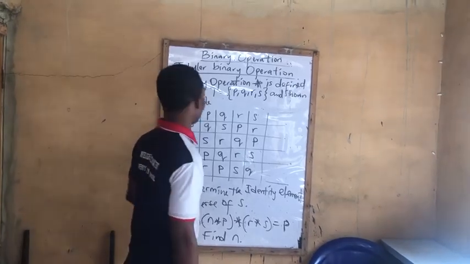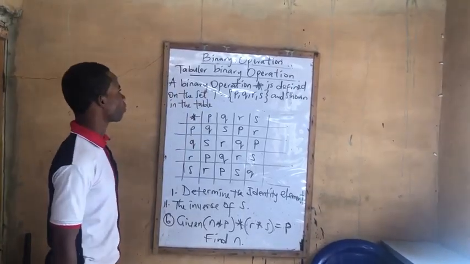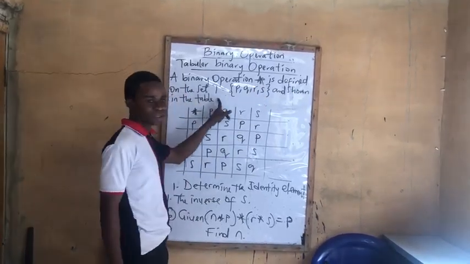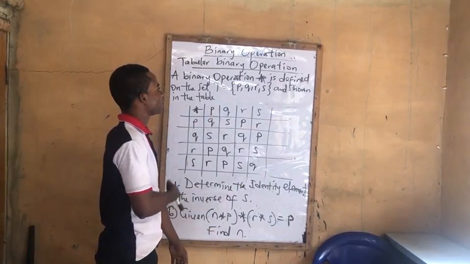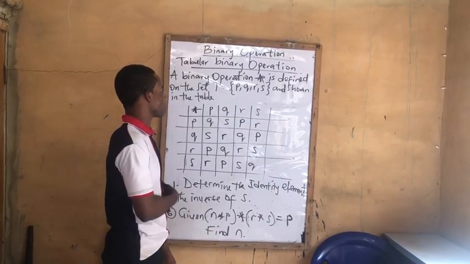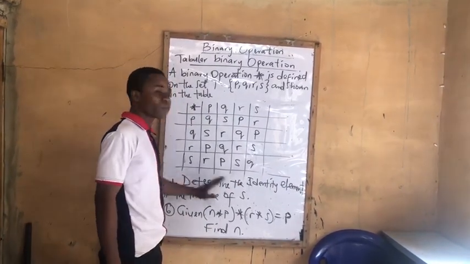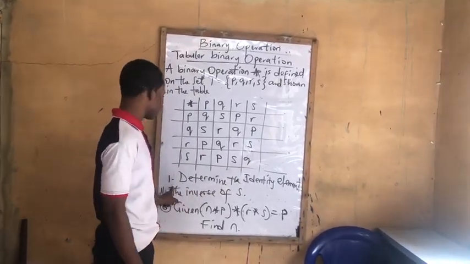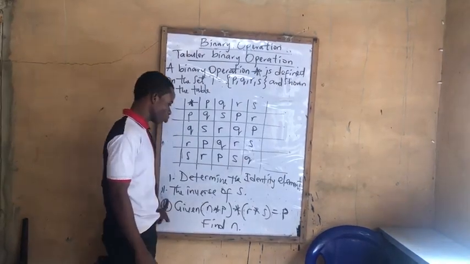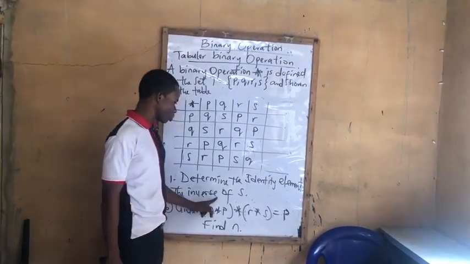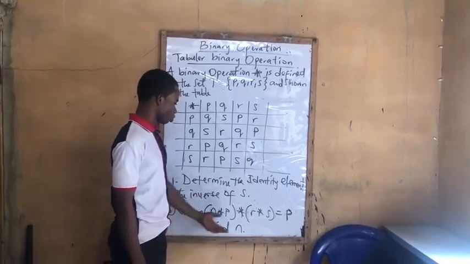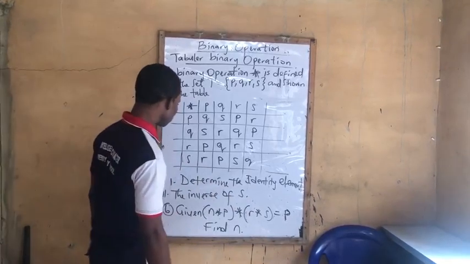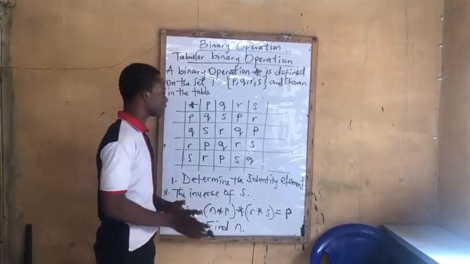Now, if you look at what is on the board here, they say a binary operation asterisk is defined on the set T, and the elements of the set T are P, Q, R, S, as shown in the table. They have given us a table. Roman figure one says determine the identity element. Roman figure two says we should determine the inverse of S, and Roman figure three says we should find N from these equations.